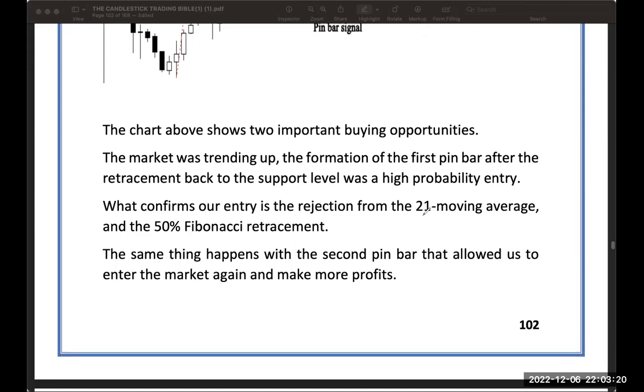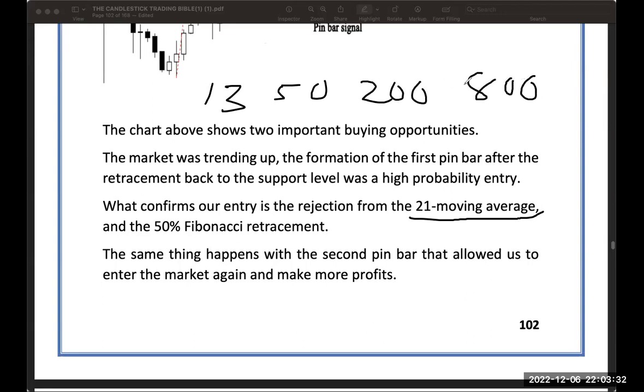Okay, whilst we're here, remember, for us specifically, we use the 13 EMA, the 50, the 200 and the 800. These are all exponential moving averages, and they're all set to close. The author uses the 21 moving average. So remember, as long as you understand the concept of moving averages, they basically work the same.